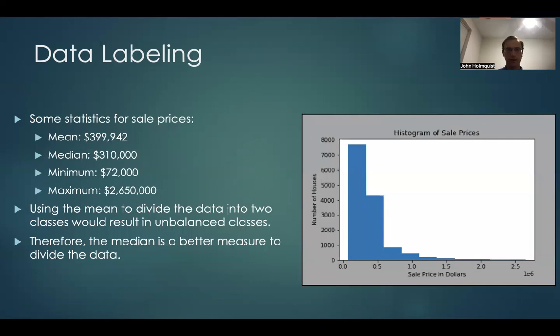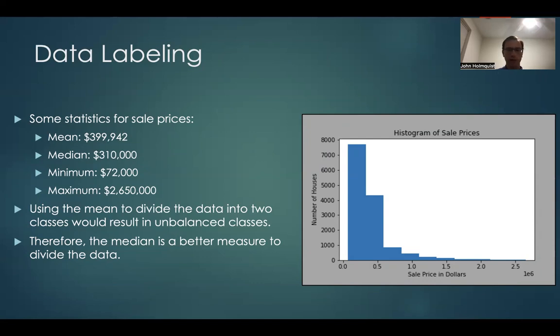So for data labeling, I have some statistics for the sale prices. So the mean is close to 400,000. The median is 310,000. The minimum is 72,000, and the maximum is about 2.6 million. So you can see in the histogram that the data tends to be clustered around the lower end of prices, but it also doesn't appear that there are any really true outliers here.